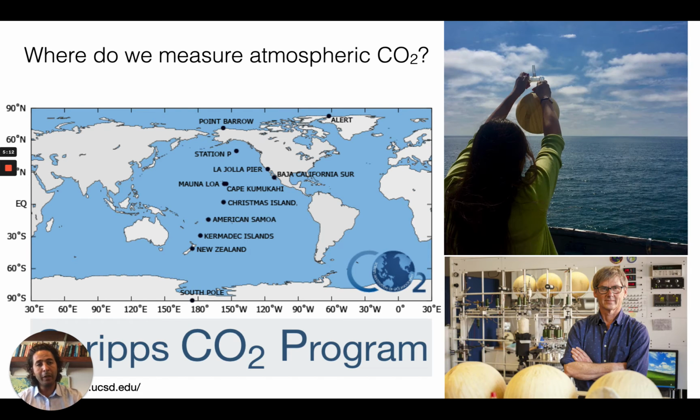To do that, we send vacuum flasks to each of these different stations, and technicians go on a day where the winds are blowing in a convenient direction where we can make these measurements. We open the flask, which sucks in atmospheric air, close it, and send it back to the Scripps CO2 laboratory that is run by Dr. Ralph Keeling, where it's analyzed for carbon dioxide and other gases as well.